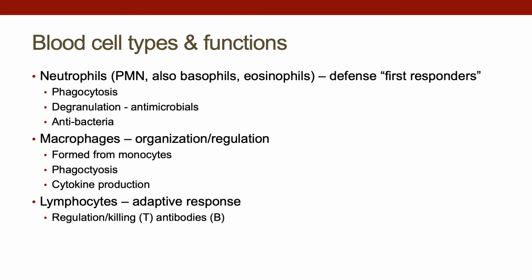And there are two branches: the T cells, which are involved in regulation of responses and can also mount a cytotoxic response where they kill off host cells to remove infections, and then the B cells, which are involved in antibody responses.